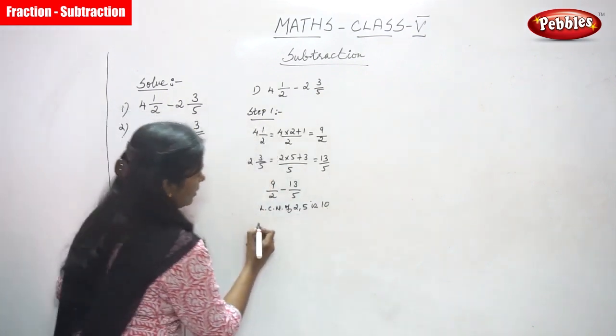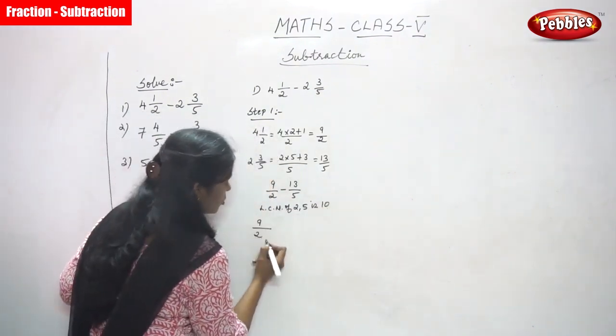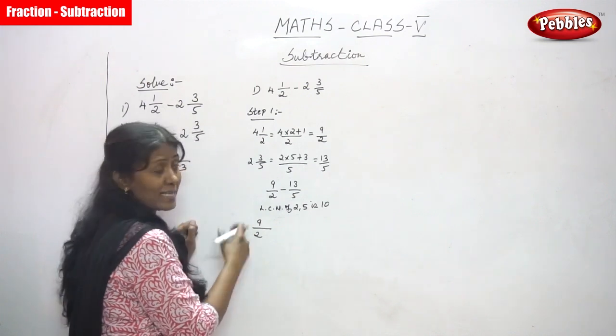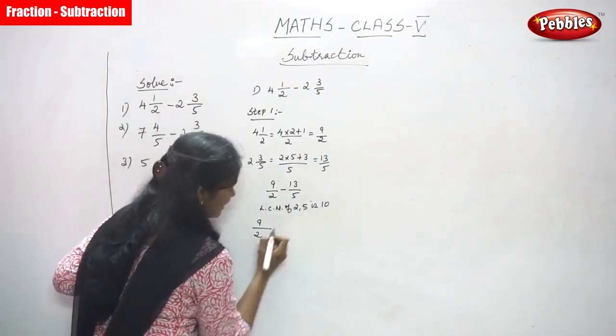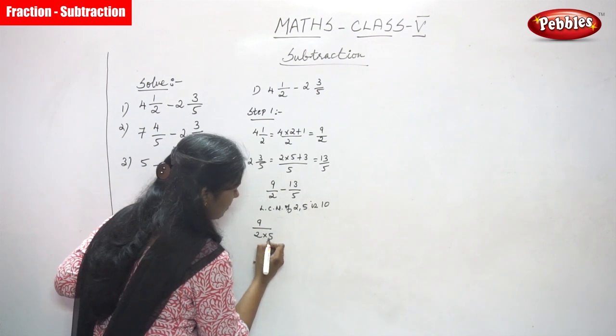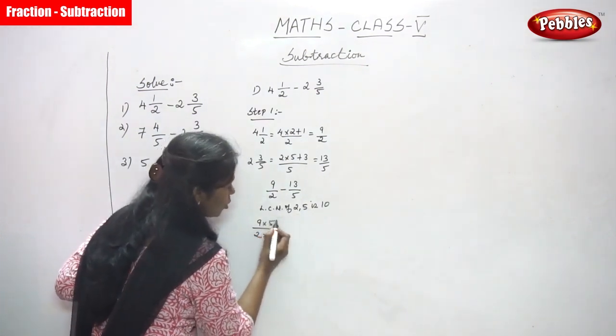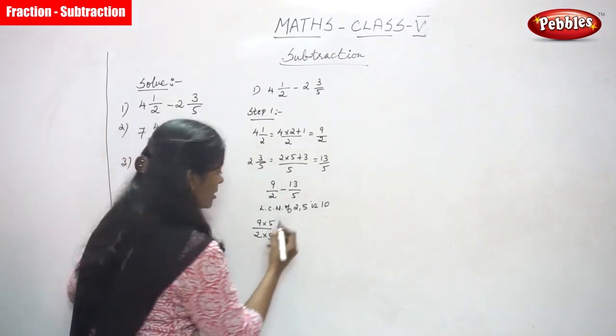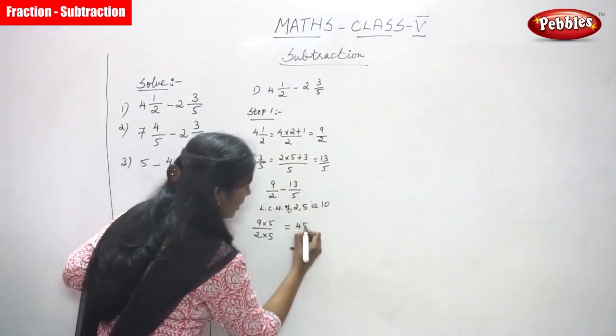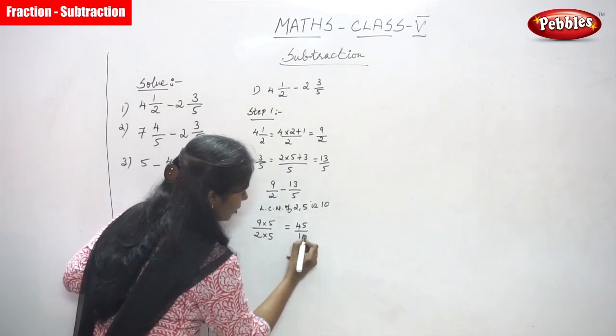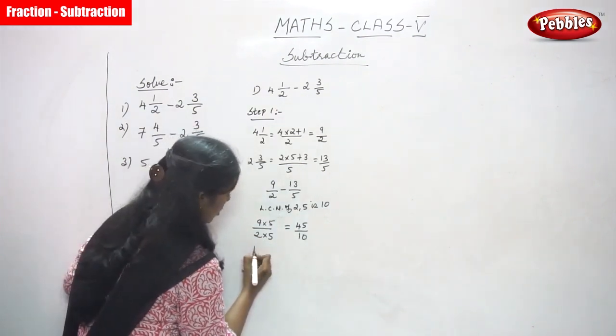Okay, now 9 by 2. You have to make this 2 into 10, since 10 is the LCM. So I am going to multiply the denominator by 5. If the denominator is multiplied by 5, the numerator is also multiplied by 5. So you get 9 into 5, 45, and 2 into 5, 10.